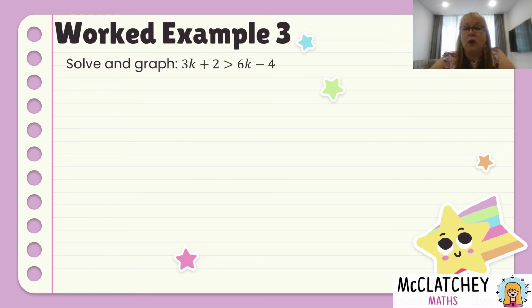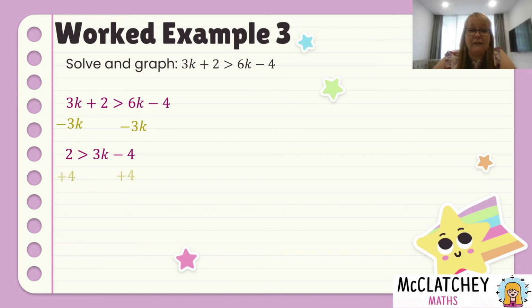Okay, this time we've got terms on both sides of the inequality sign, 3k and a 6k. So we've got some variables there that we need to collect first. So we're going to just simply follow the process as though we would for normal solving equations. Let's take 3k from both sides. We're left with 2 is greater than 3k take away 4. Now we're going to take the negative 4 to the other side by adding it to both sides.